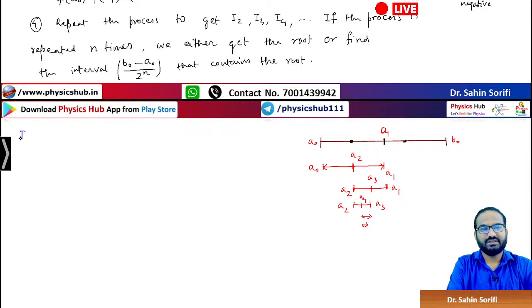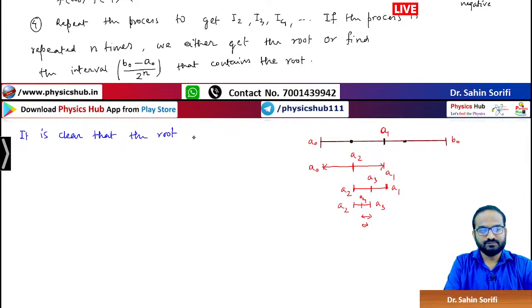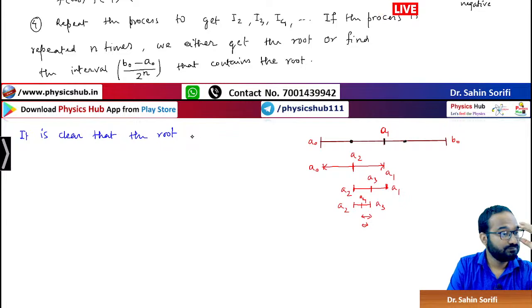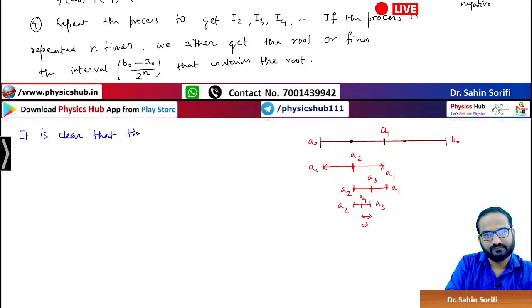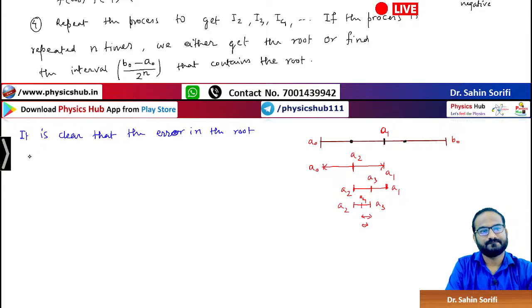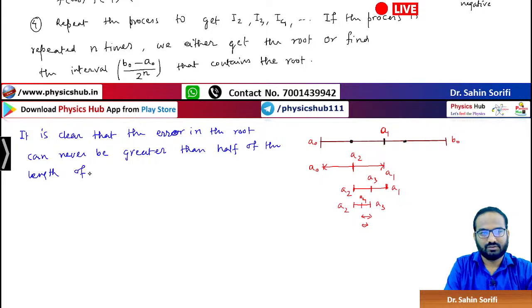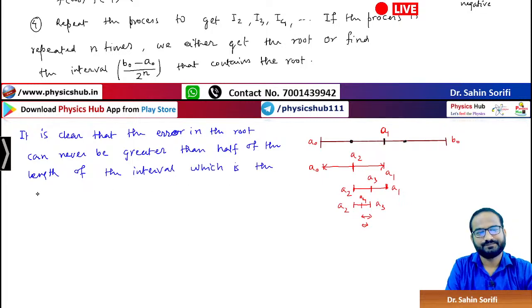So you can just write it. It is clear that the error in the root can never be greater than half of the length of the interval, which is the midpoint.